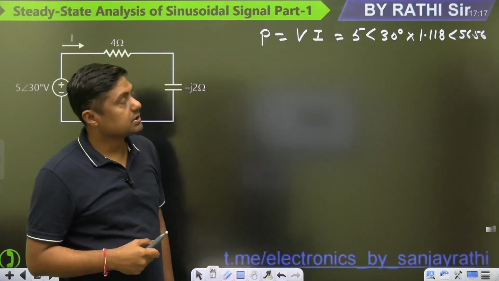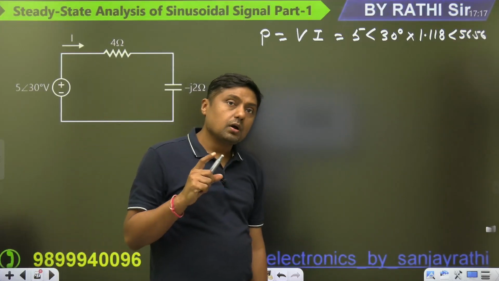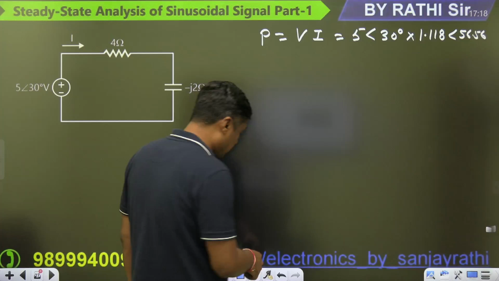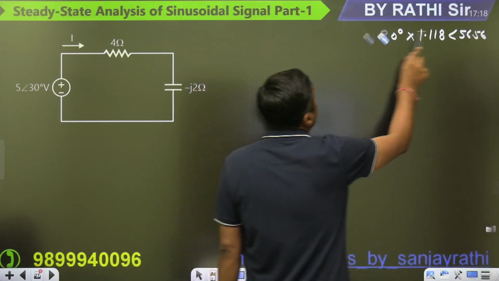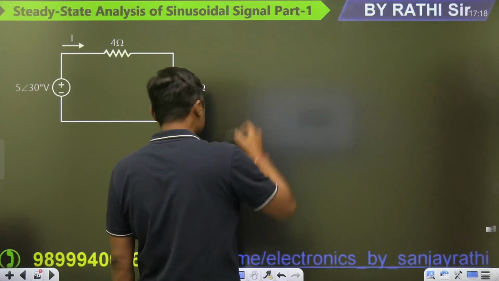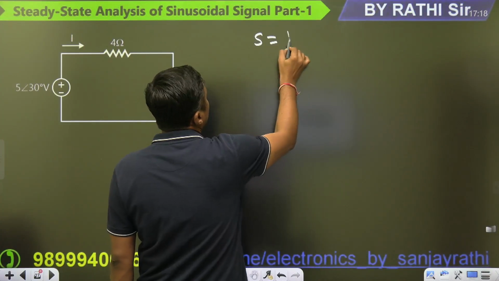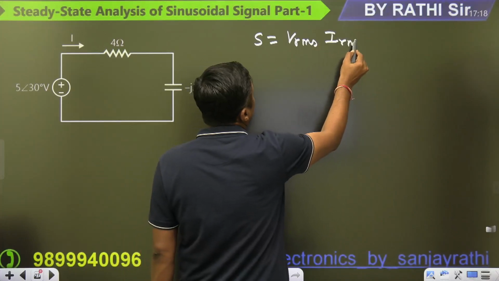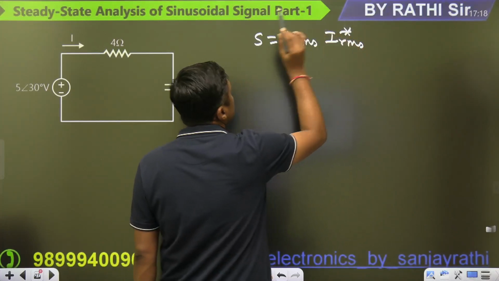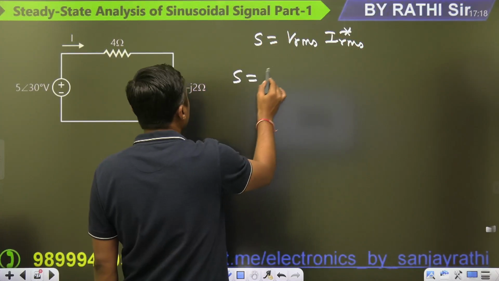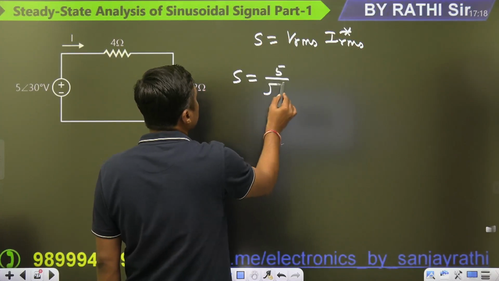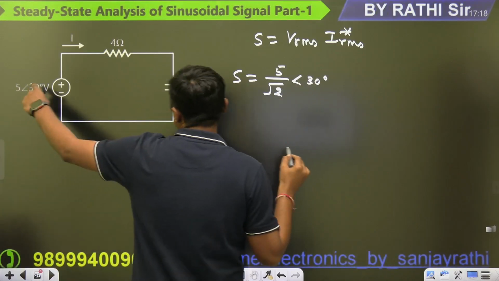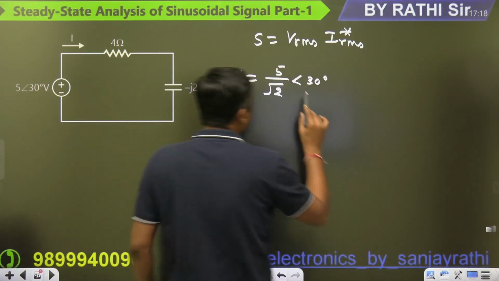But remember, what is the complex power? What is the formula for the complex power? You can't directly find like this. What is the formula for the complex power? V RMS, I RMS complex conjugate. And that's why it will become, what is the V RMS? 5 by root 2 angle of 30 degree. Because it is a peak value, so it is divided by root 2 and angle of 30 degree.